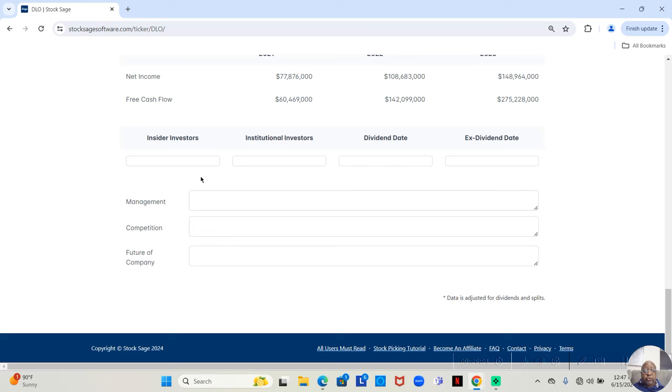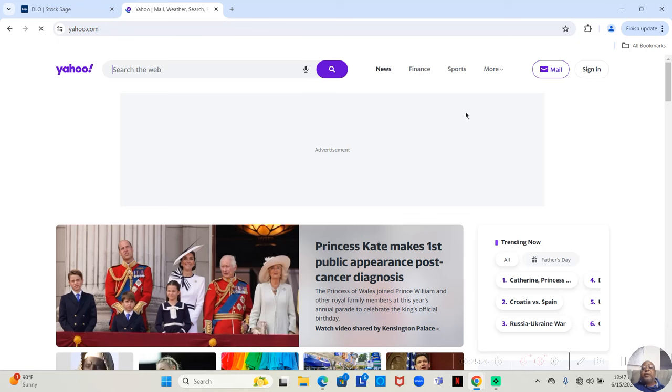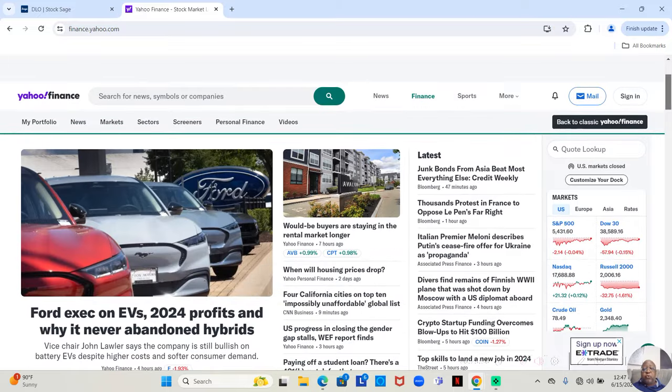And if we come to the bottom of the app, there's things that the app wasn't able to fill out. It wasn't able to pull this information in, but we still provided boxes for you to fill it out yourself. And where do you find it? Well, you can go to most investing websites. One that I use a lot is yahoo.com. If we go to Yahoo, we can click on finance at the top, and it will take us to Yahoo Finance.